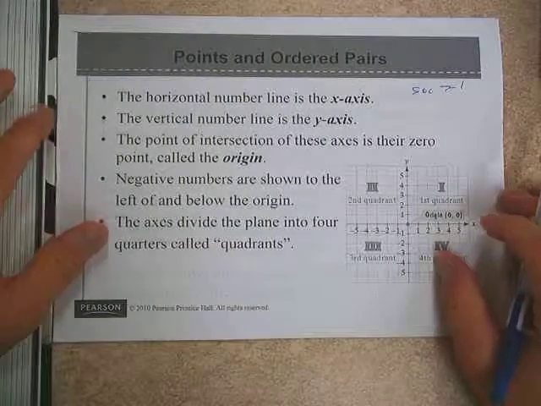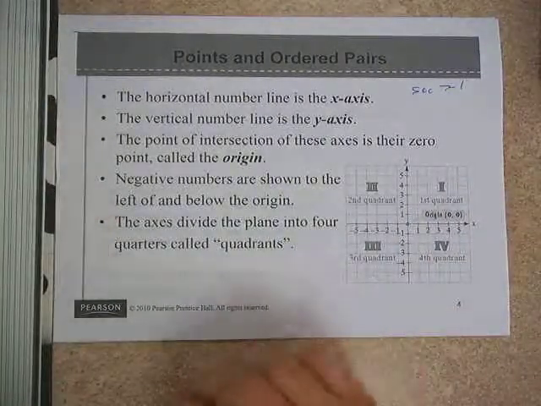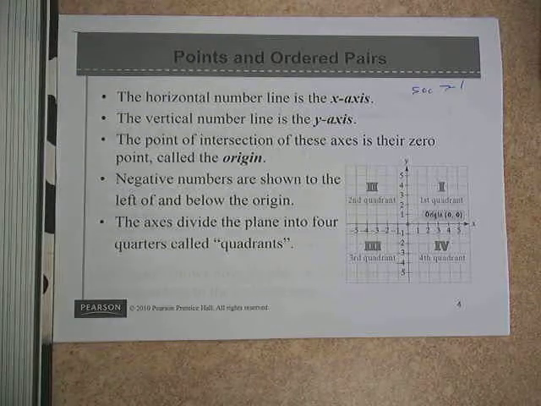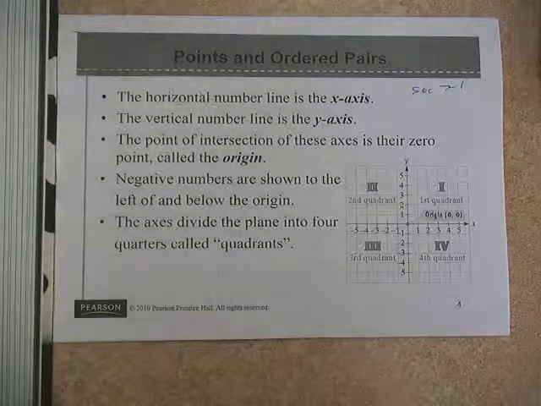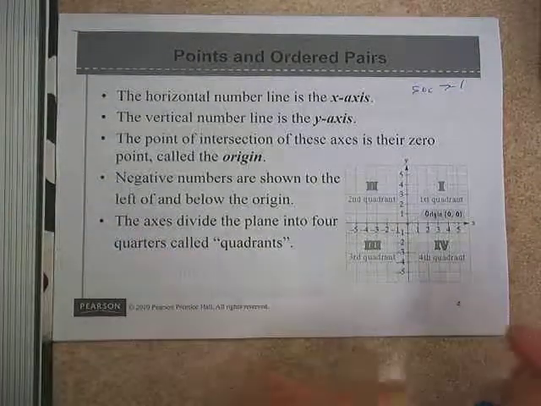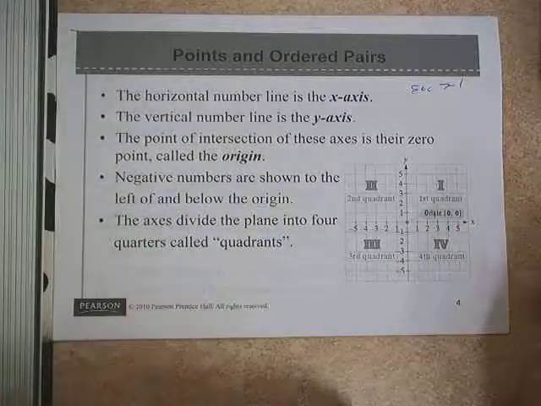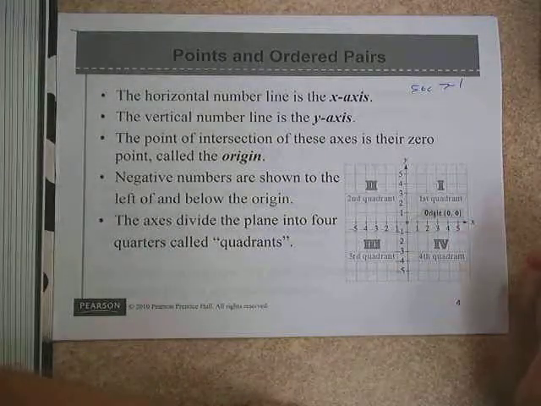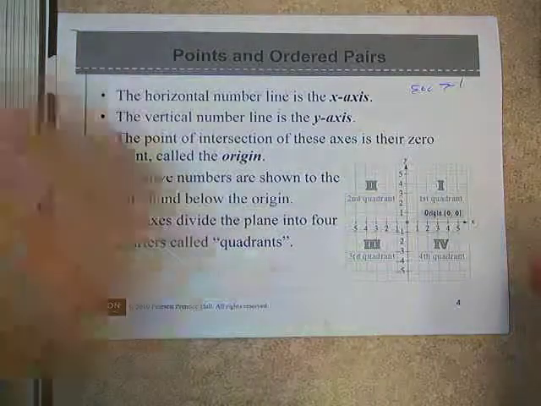Okay, for section 7.1, we're going to be talking about points in ordered pairs. Ultimately, we're going to be working with graphing and functions in this section. But to do a lot of the graphing that we're going to deal with, we need to be able to understand ordered pairs and also how to plot points on the coordinate plane.